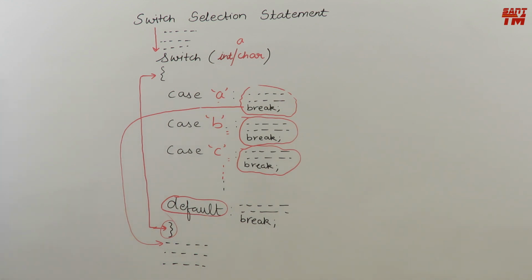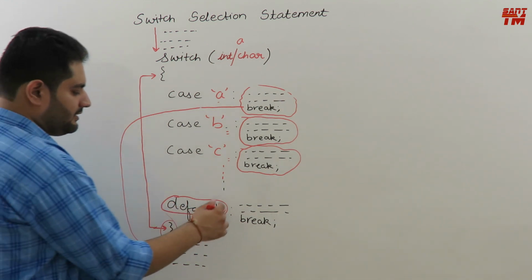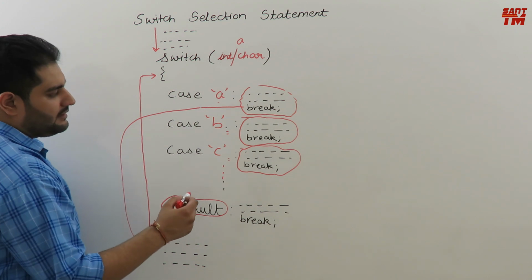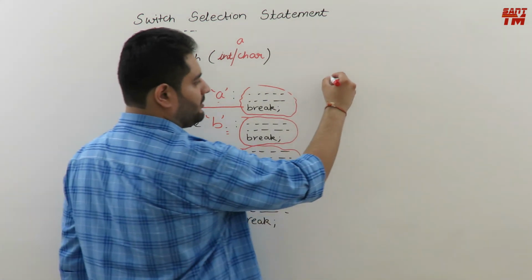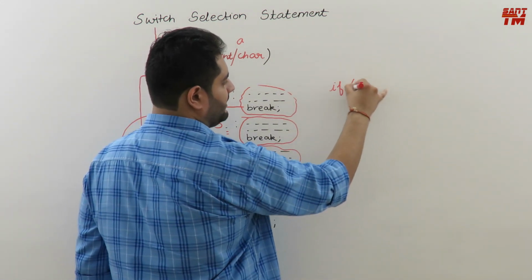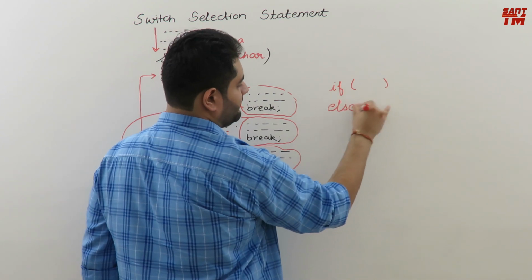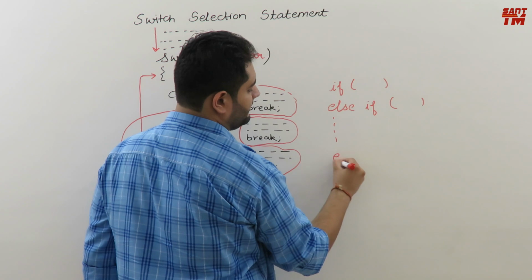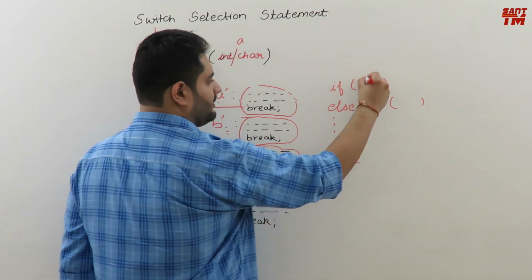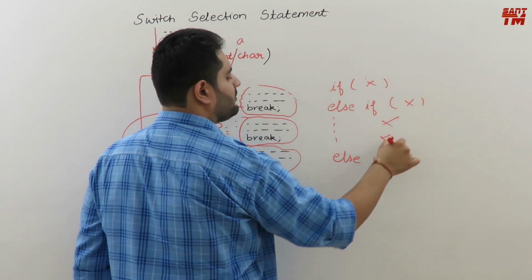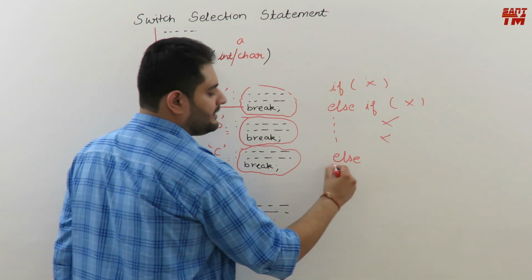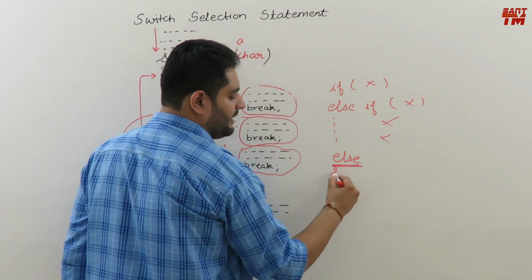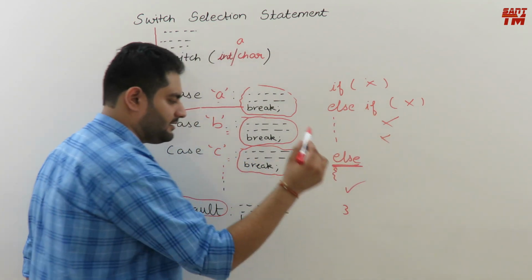Now what is this default? Listen to this very carefully. Suppose we discussed the ladder if. We have an if statement, then we have else if. Like this, we have many conditions, and at the last we had else. If no condition in between gets satisfied, else will always get satisfied and the block of else will start executing.